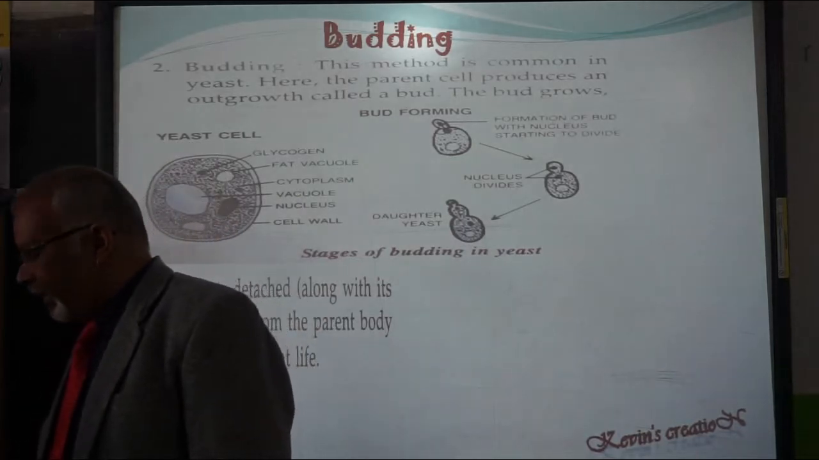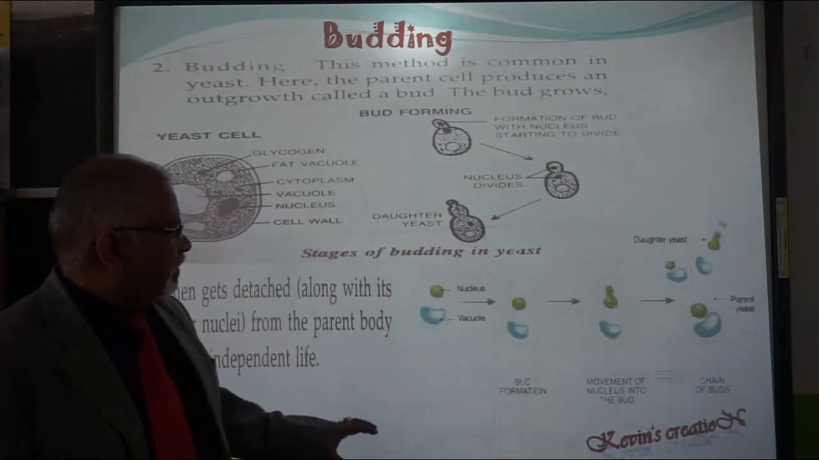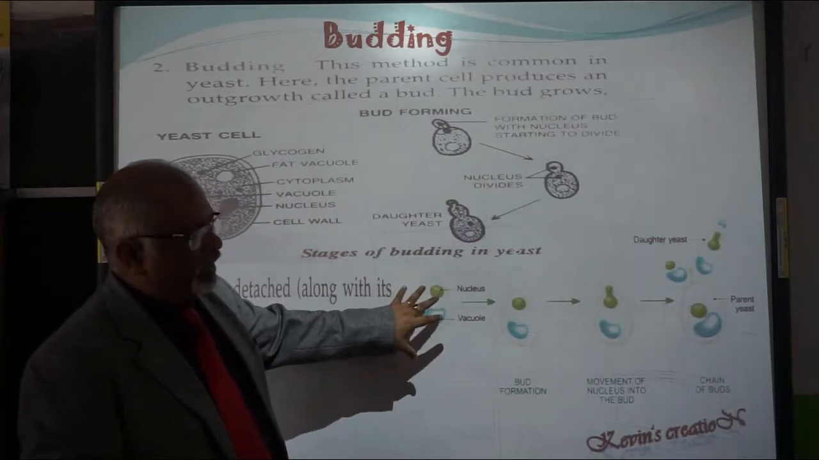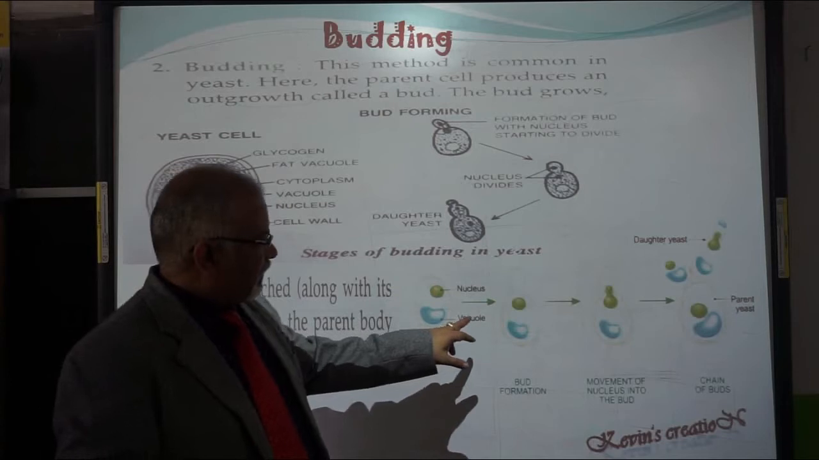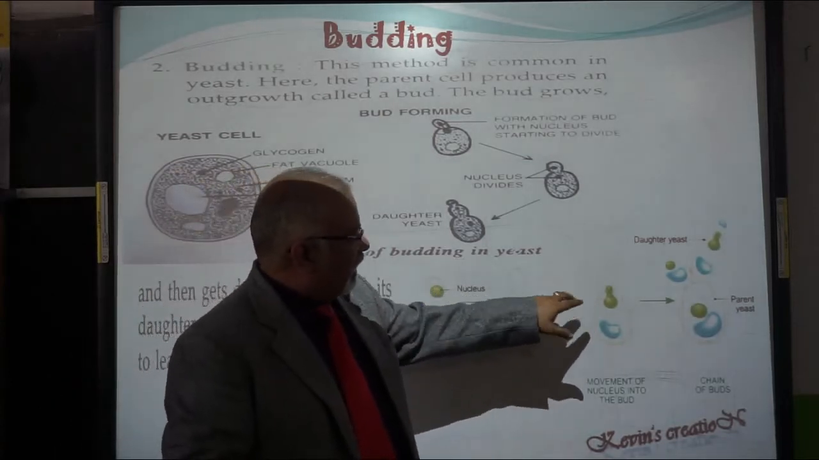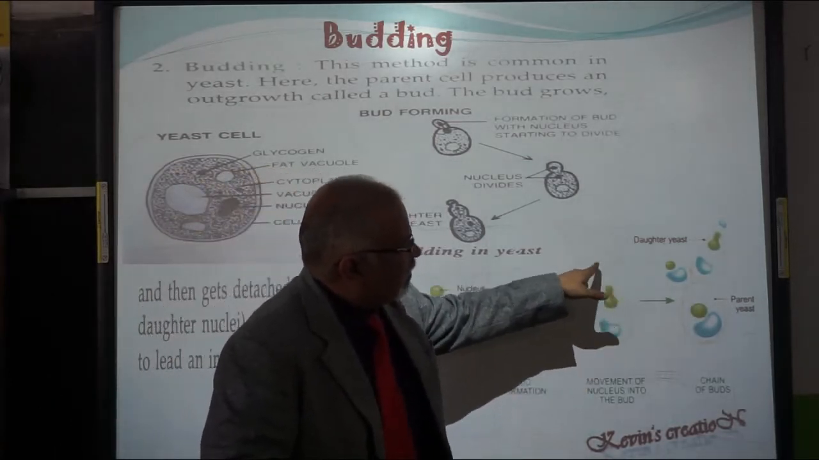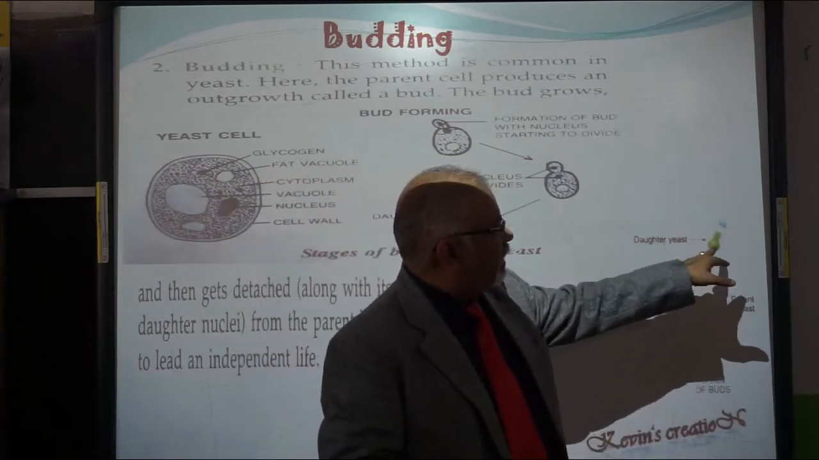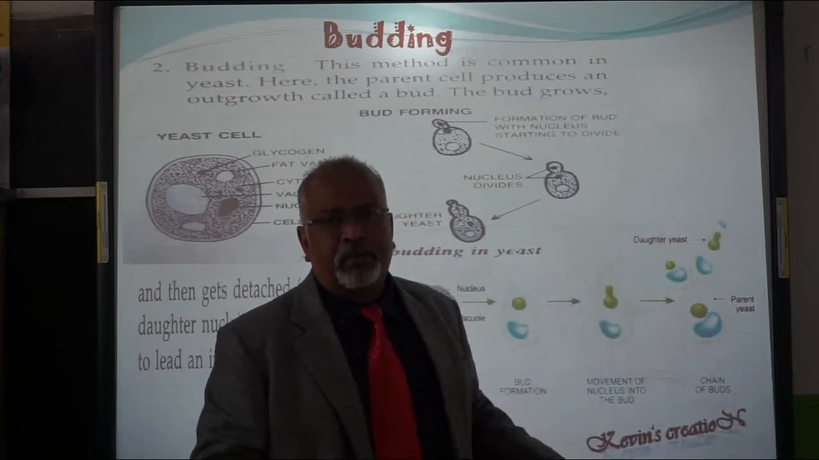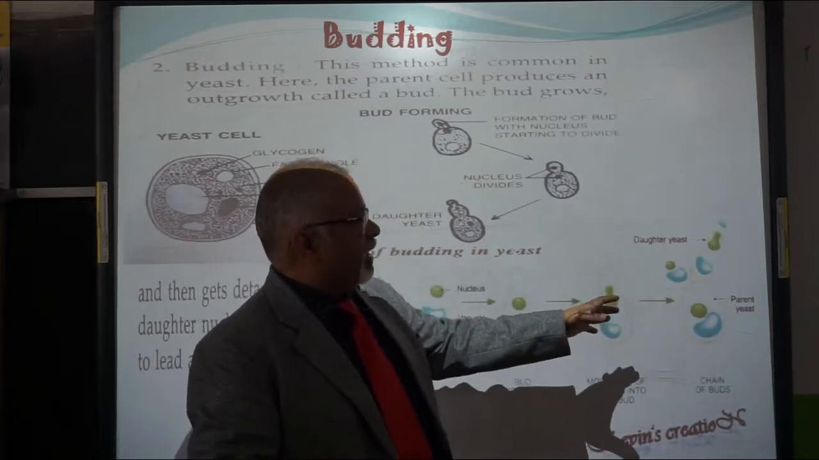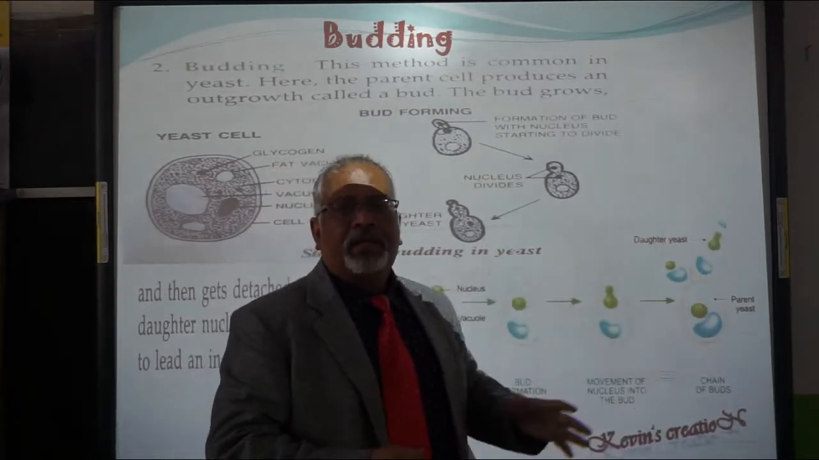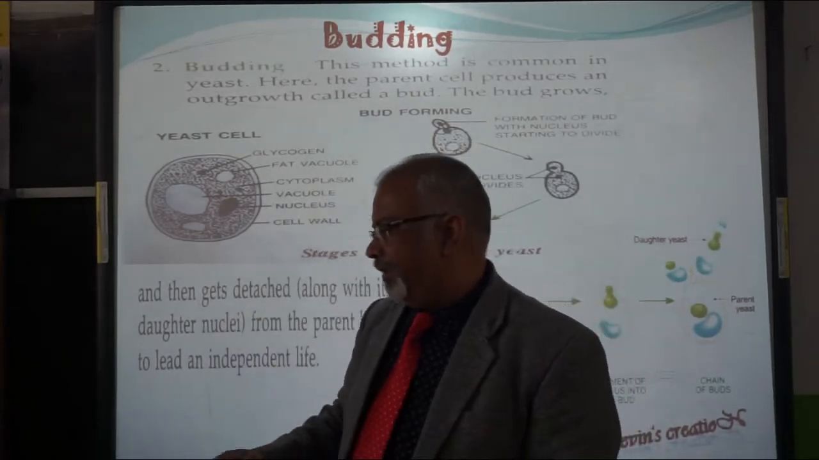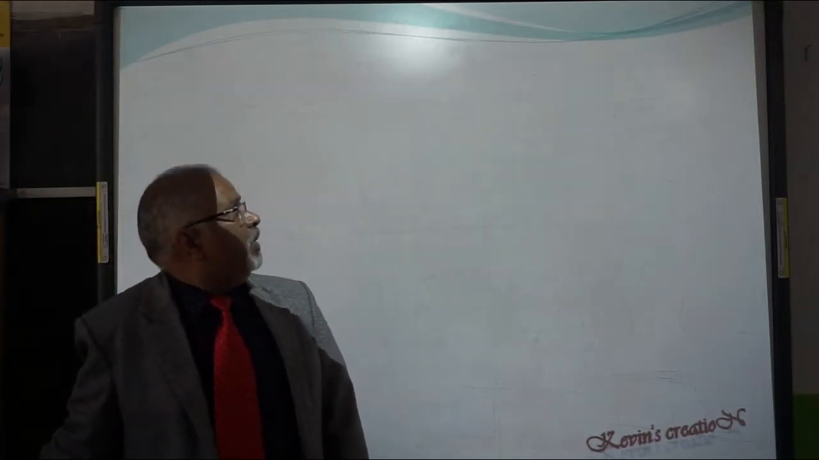Okay. Now here you can see clearly this is yeast. This is the nucleus, this is the vacuole, and some cell contents are there which we cannot see. The nucleus grows, and then here you can see the bud. The nucleus divides into 2, and then here you can see the chain of buds. We call them daughter buds. After some time, when they grow and become mature, they detach themselves from the parent body and lead independent life. So that was all about budding.